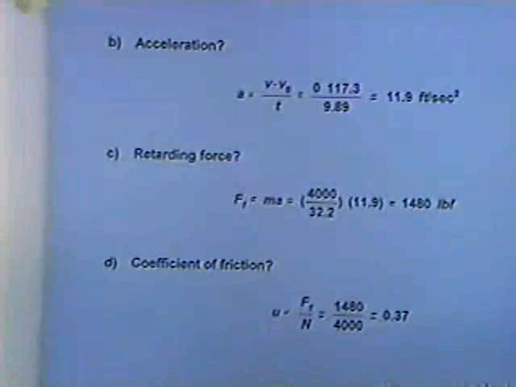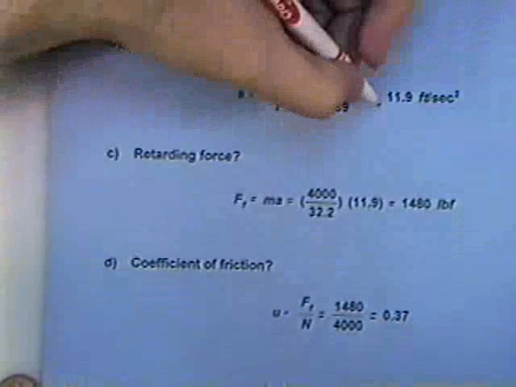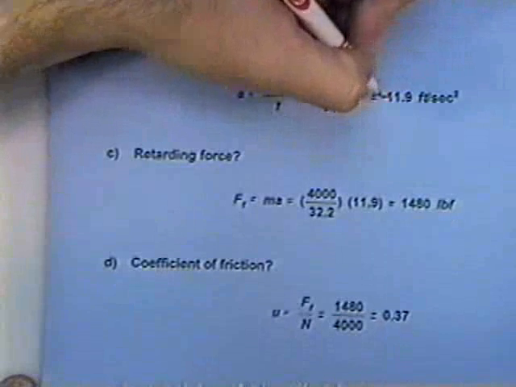Okay. If we look at the vehicle's acceleration, and I'll use acceleration there because it's what we're talking about. Acceleration is equal to the final velocity minus the initial velocity divided by the time that was required for that vehicle to come to a stop. And again, I'm missing a minus sign. It should be 0 minus 117, and you'll note that it should be minus 11.9 feet per second squared there in that particular problem.